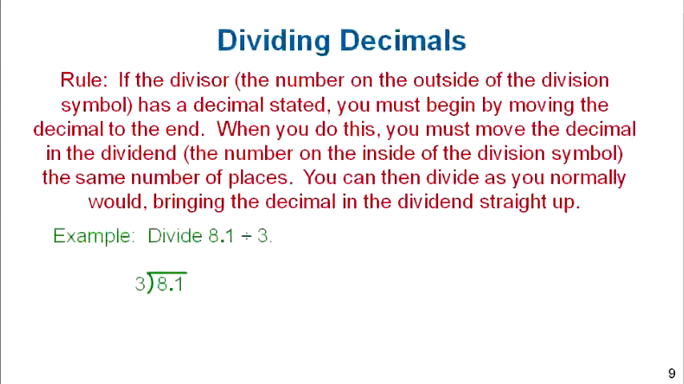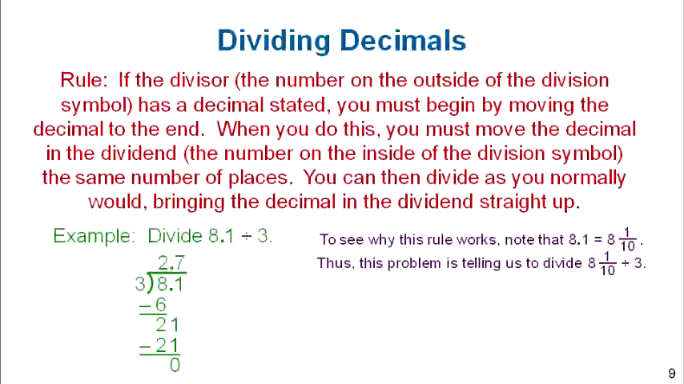To divide 8 1/10 by 3, we can begin by setting the problem up like this. There is not a decimal point in the divisor stated, and so we can assume that it is already at the end. This means that we can divide as shown here. Since we bring the decimal in the dividend straight up, I must be careful about where I place the numbers in the answer. Note that I put the 2 above the 8 and not the 1 because I can divide 8 by 3.